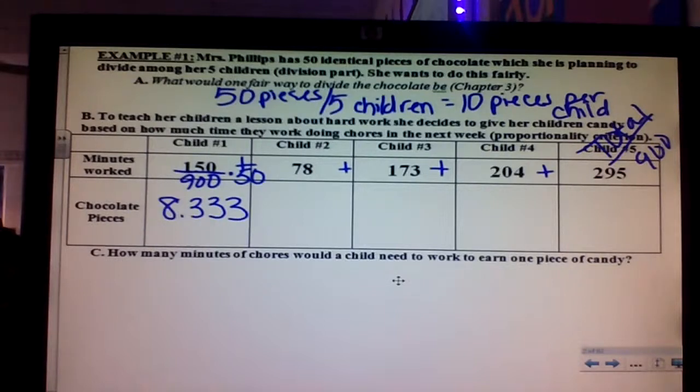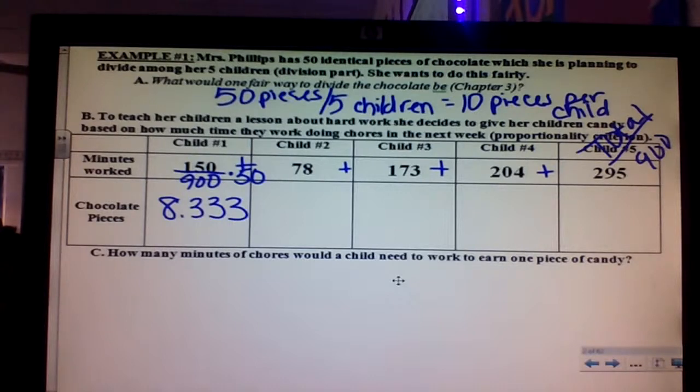Yes, that's exactly what that number represents. They worked 150 out of 900 minutes, and then we multiply that by how much chocolate we can give out. So they get a portion of the 50 pieces. The portion that they get is 8.333.